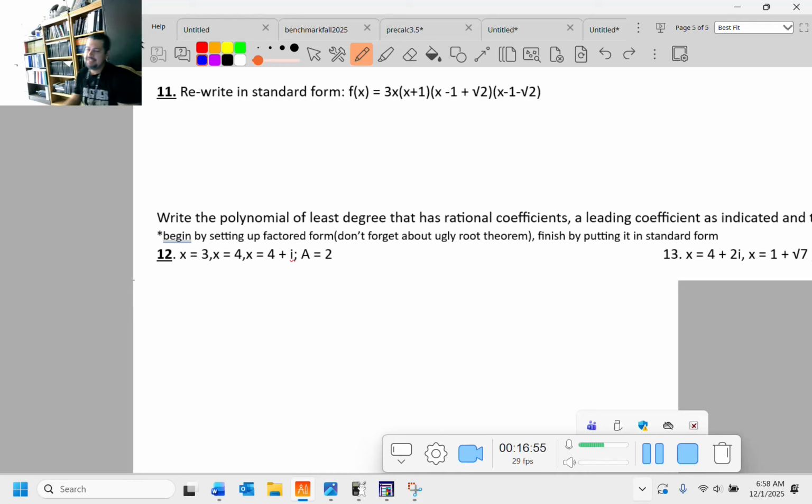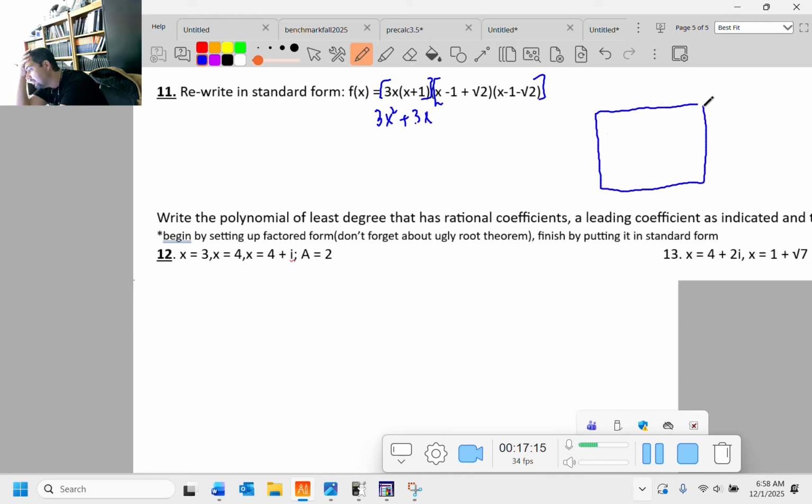Rewrite in standard form. So what I'm going to do is I'm going to do 2 distinct operations here. I'm going to figure out this piece and that piece. This is easy, that's distributive property, 3x squared plus 3x. Now this one's going to take some work. I'm just going to draw a box. You don't have to draw a box.